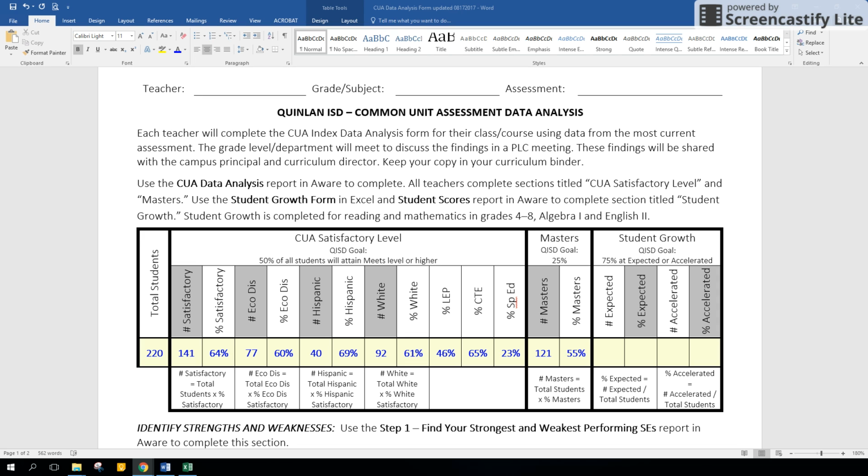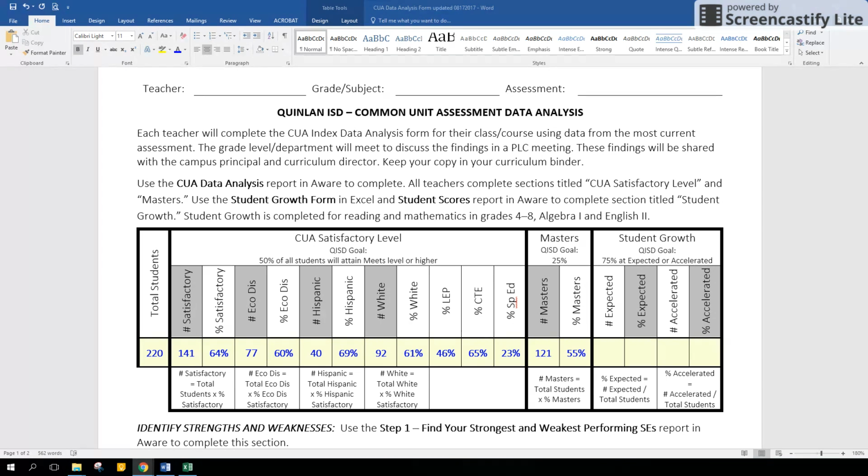For those of you that are teaching reading and math grades 4 through 8, Algebra 1, and English 2, you will be completing the student growth section of the Common Unit Assessment Data Analysis. If you do not teach one of those subjects, then you do not have to complete this part. Our QISD goal here is 75% at expected or accelerated. That means that the percentage expected added to the percentage accelerated should reach 75%.